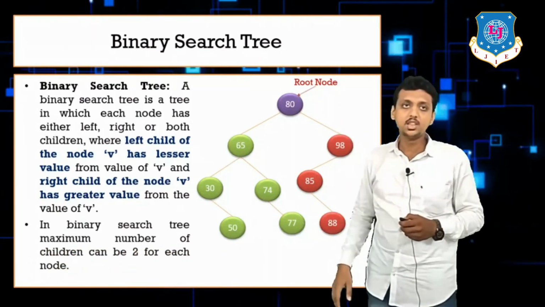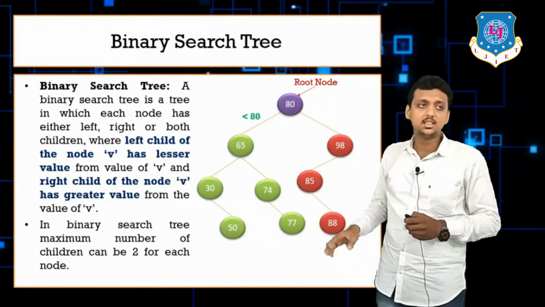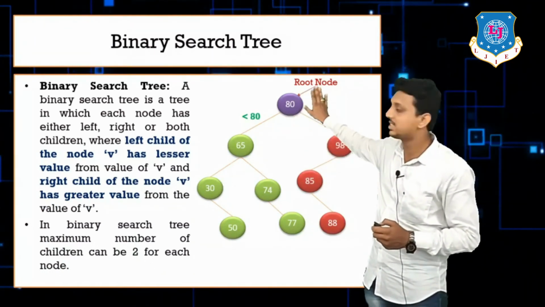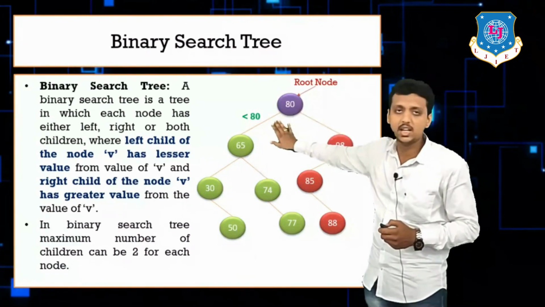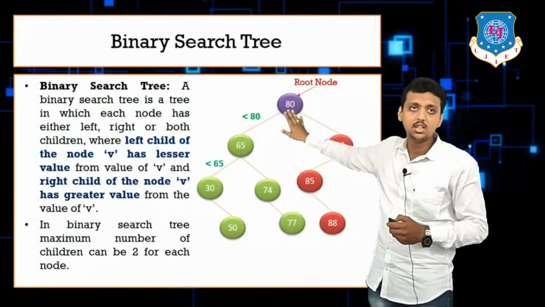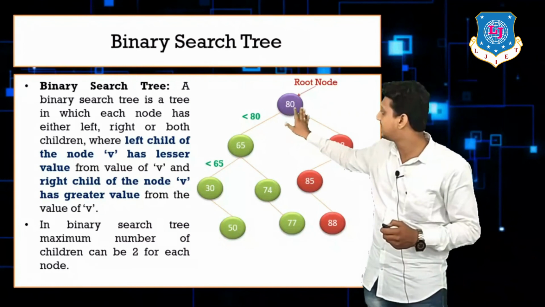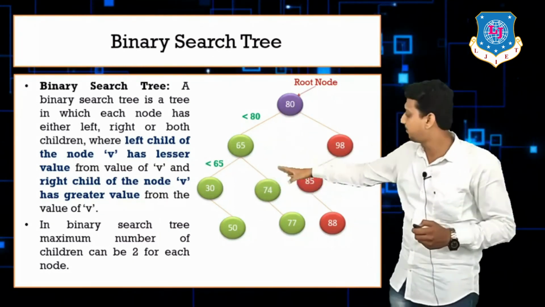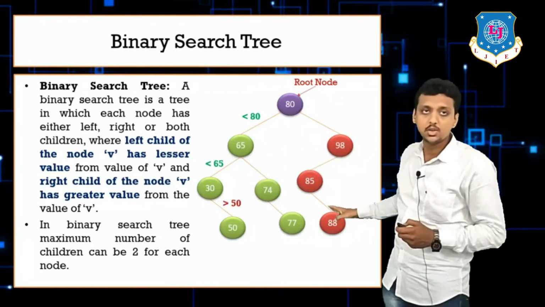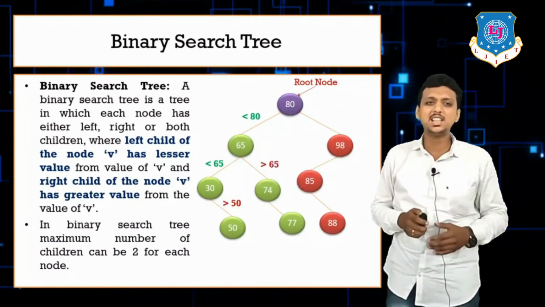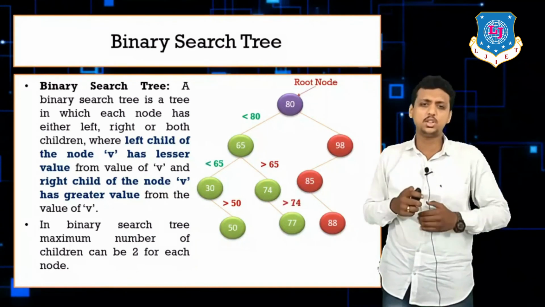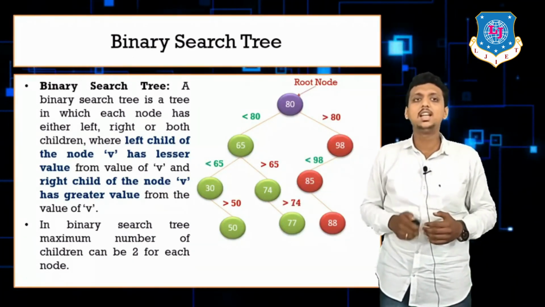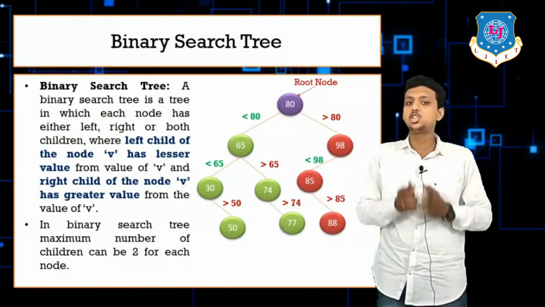See here, the first value is 80, then 65. 65 is less than 80, that's why it's on the left side. Now next is 30, which is less than 65, so again it's on the left side. Next we have 50, which is greater than 30, so it's on the right side. In this way, the greater values are situated on the right side and the smaller values are situated on the left side. That is known as binary search tree.